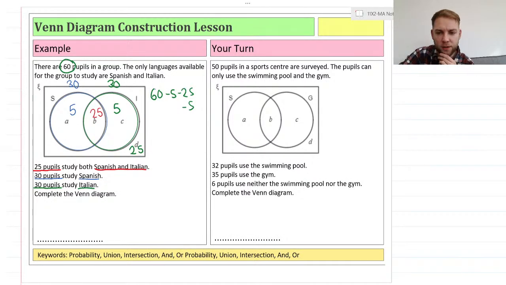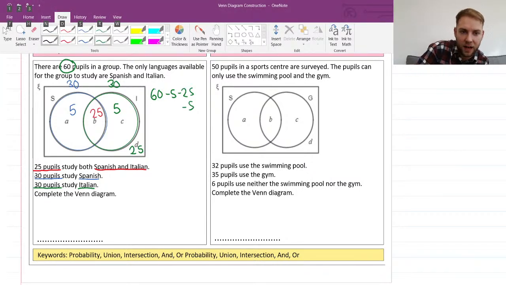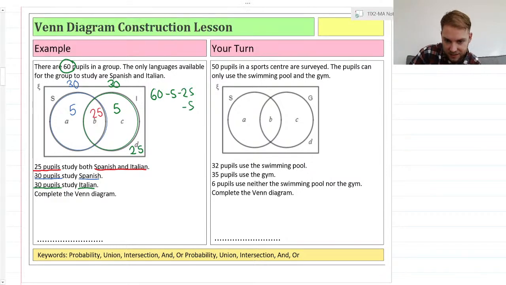So let's have a little go at this one on the right. So this one here is that tricky one, the harder one, okay? Because it doesn't tell you the middle part, it does tell you the outside part though. So the first thing I've got to do is label the outside part, which says 6 pupils use neither the swimming pool or the gym. That's our first part with this one. So let's just highlight that. That one there is 6, and they do not use the swimming pool or the gym. So the outside part here is 6.